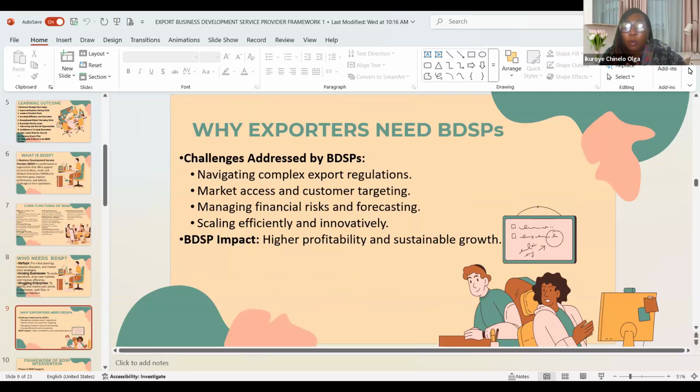Because there's a framework that BDSPs use to deliver results. There has to be assessment. You need to identify the gaps and opportunities, and this is where you uncover the root causes of issues. Like I said earlier on, there is always an issue which is turned to opportunities. So the reason why you need these BDSPs is they have identified the gap. There's an opportunity for you to grow. So we uncover the root causes of the issue and turn them to opportunities.